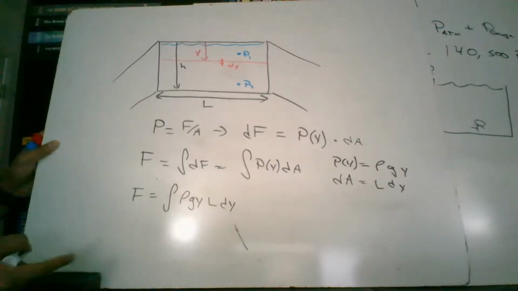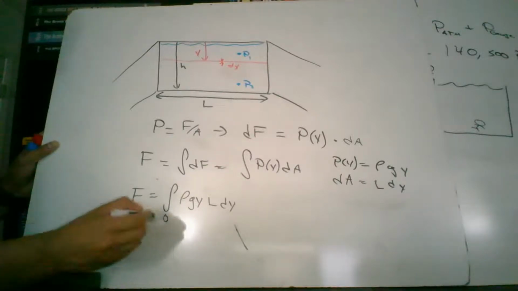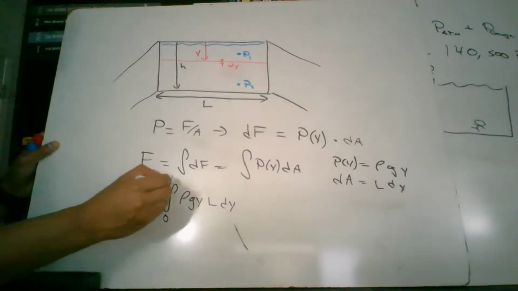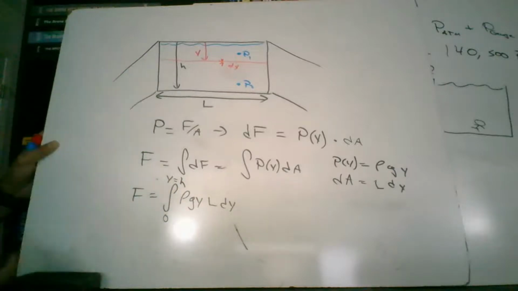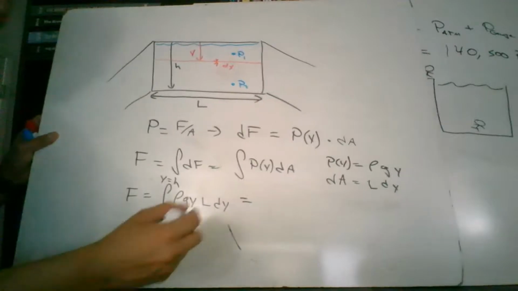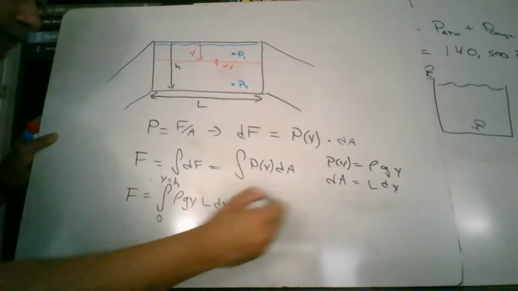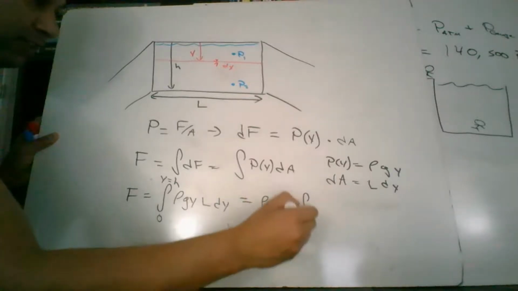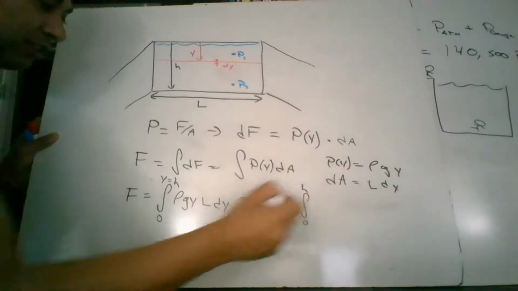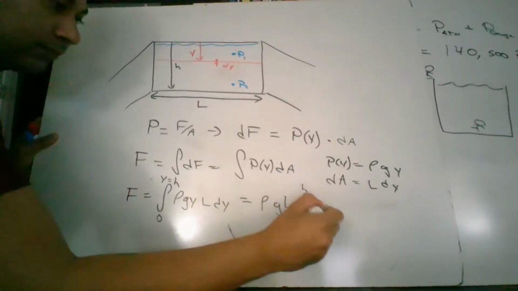And we're evaluating it from a height. Let's see, did I give a height yet? No, we didn't get a height yet. So we'll just call it from y equals 0 to y equals h, because h is the total height of the pool. And so what do we end up with? We can take out some constants. The density gets out, g comes out, L comes out, and we have the integral from 0 to h of y dy.